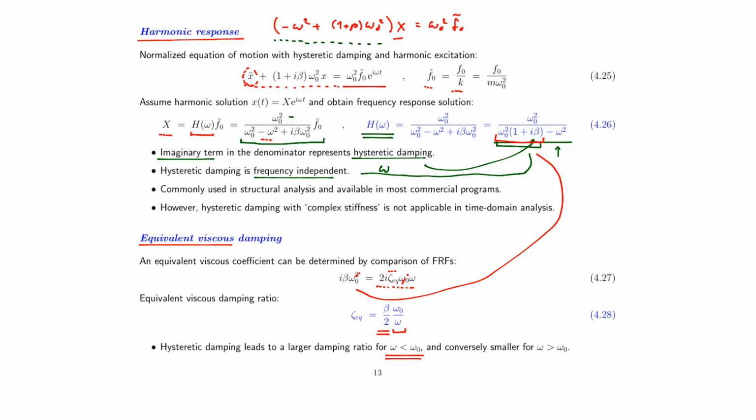So for low frequency behavior, we actually come up with a hysteretic damping ratio that is larger, because this ratio here becomes larger than unity, and conversely it becomes smaller when we oscillate at higher frequency. Of course, compared to the viscous damping case.